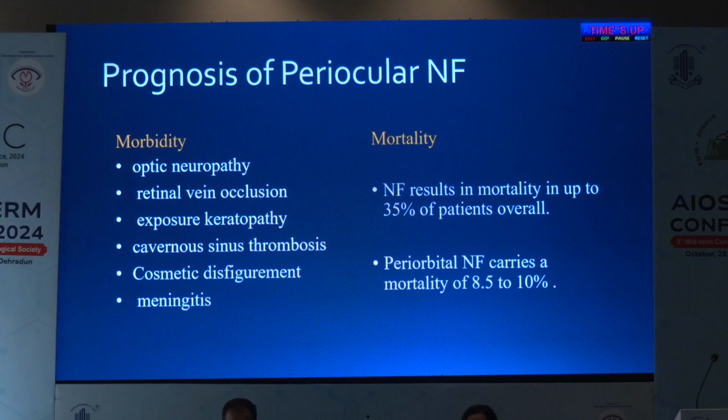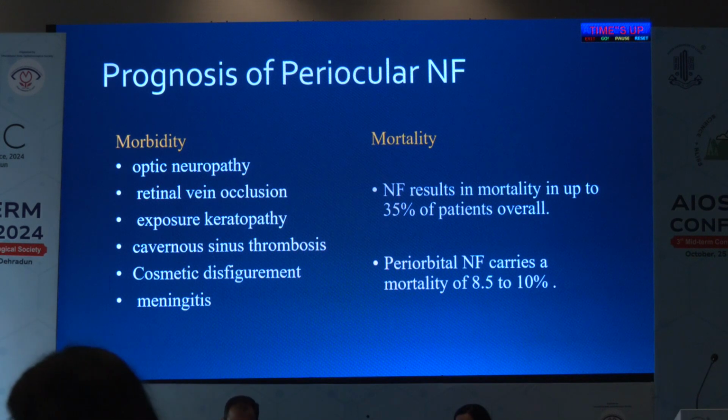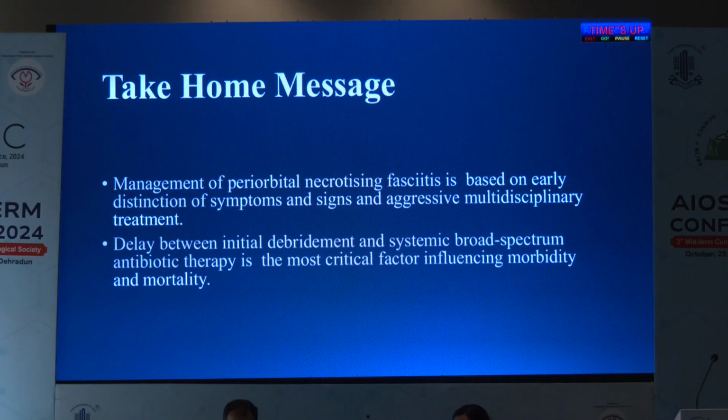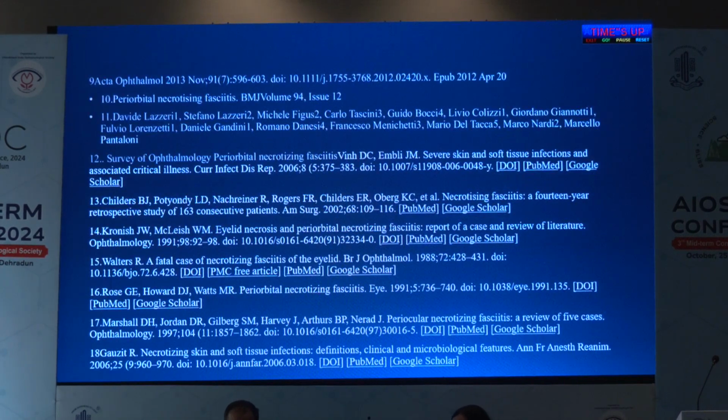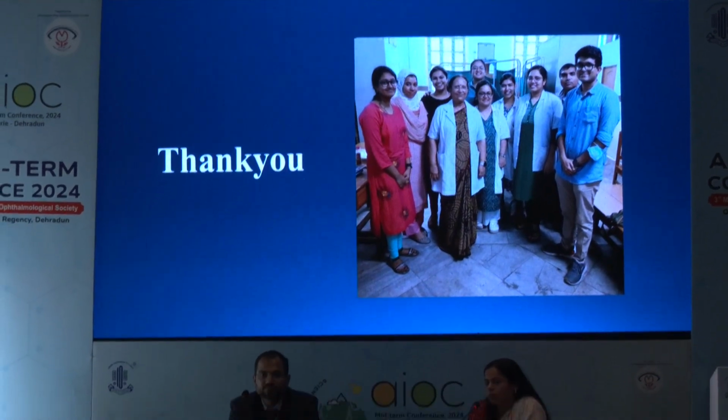Prognosis: mortality is less than NF in other areas like the limbs and the perineum. Periorbital NF has less mortality, but morbidity is there, like optic neuropathy, retinal vein occlusion, exposure keratopathy, cavernous sinus thrombosis. Cosmetic disfigurement one has to manage, and it may require surgery later. So it is important to diagnose, and it needs a multidisciplinary approach. Sometimes the plastic surgeon may be required to manage this disfigurement. These are my references, my team.